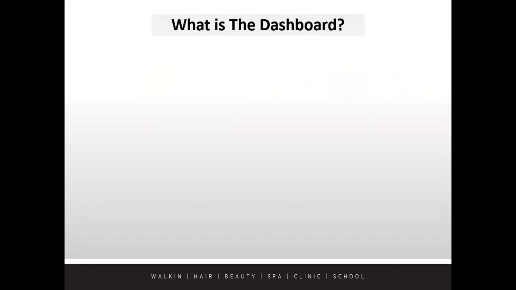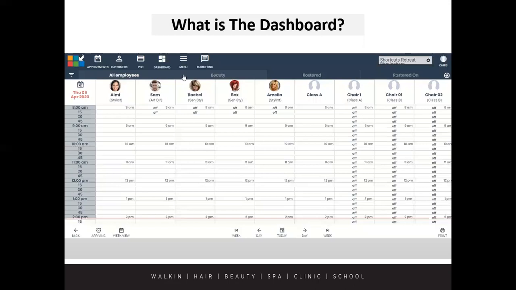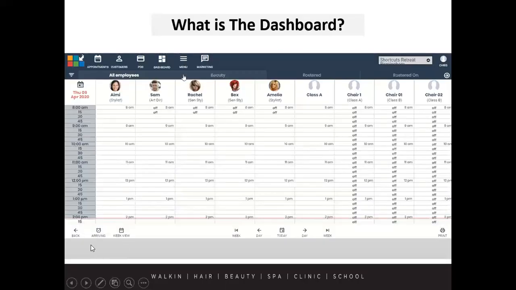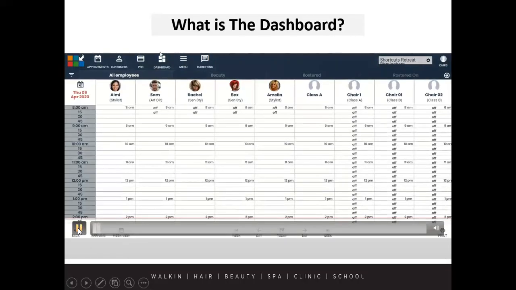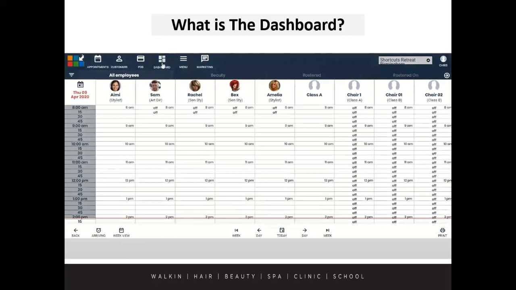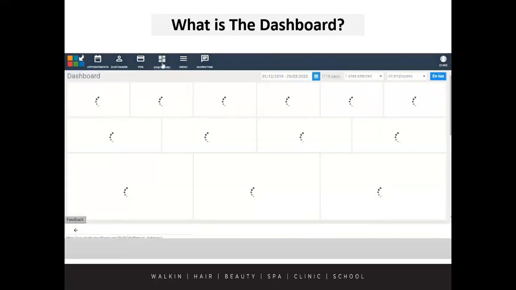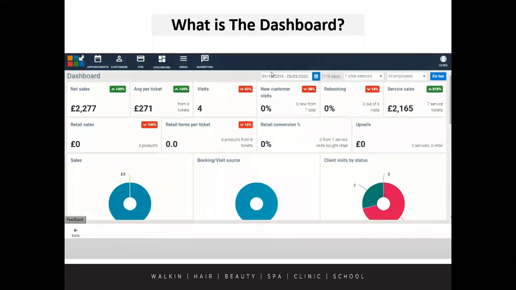So what is the dashboard? So this is our dashboard. You can see there's a button right at the top where it says dashboard. Now your dashboard tracks the same days of the week this year compared to the same days of the week last year. You can change the calendar range at the top. If you've got multiple sites, you can filter between multiple sites here. And you can also change whether it's ex tax or including tax.